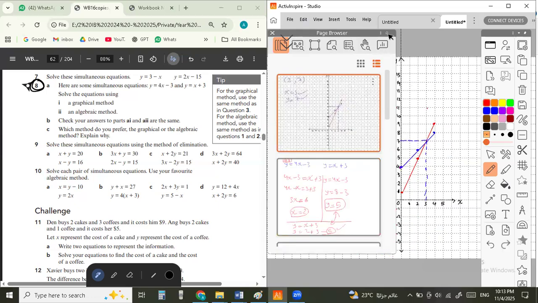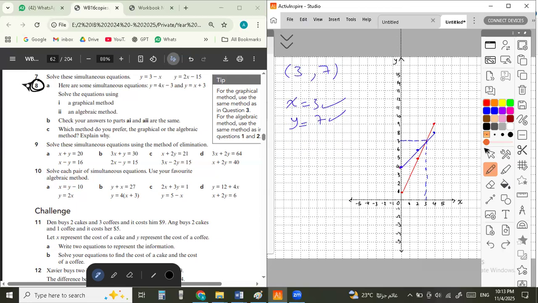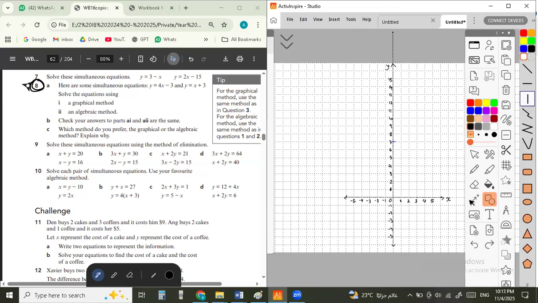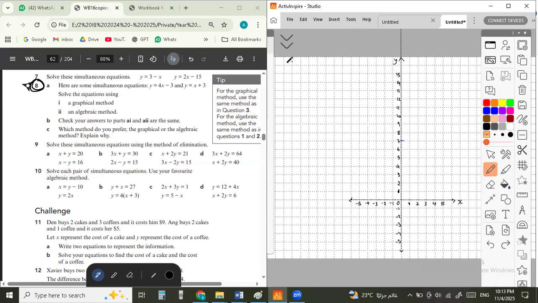let's go back here. And remove that. And let's do it. For the graphical method, what am I going to need? This is question, let me write here, question 8. Yes, question 8.